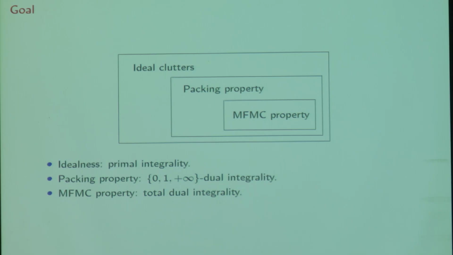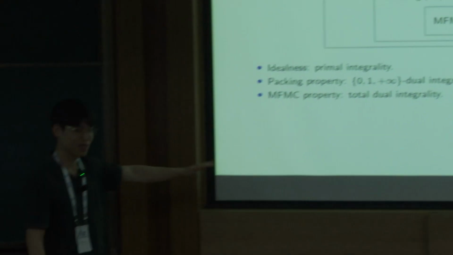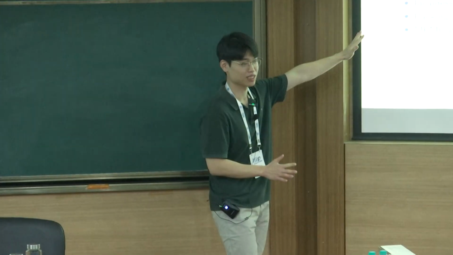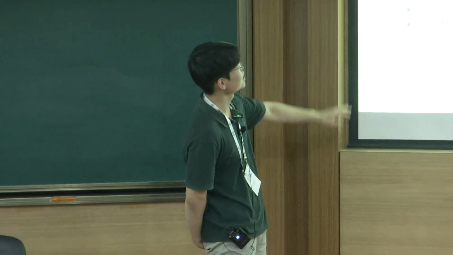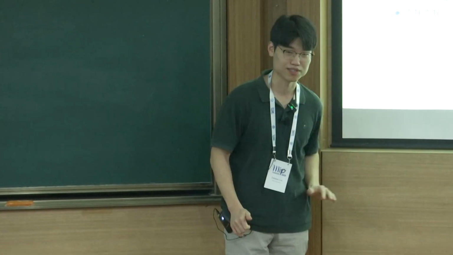Let me start by explaining the goal. If you understand this slide, it's okay to get lost in the middle. Let me be a little bit not rigorous here, but I'll explain what these concepts are throughout the talk. Ideal clutters is about primal integrality.